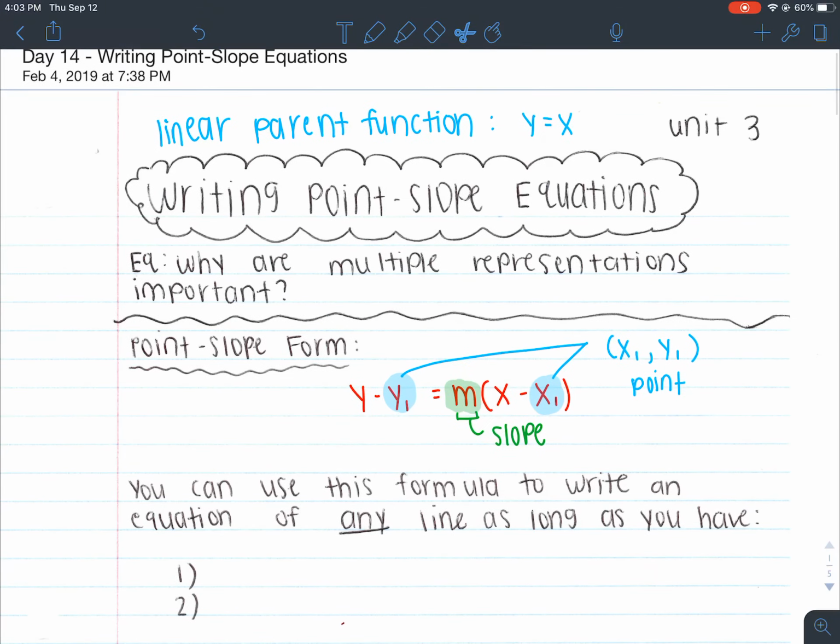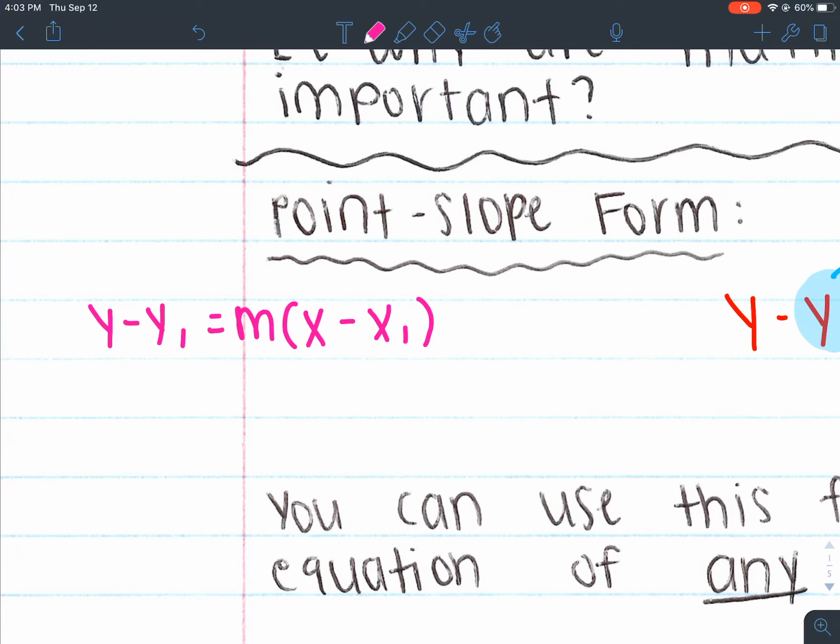I'm going to draw the 3 forms that we learned in Algebra 1 about linear functions. We have y minus y1 equals m times x minus x1. We have y equals mx plus b, and this one should be familiar because we learned that in middle school. And we have ax plus by equals c, and this is standard form. So we have 3 forms: point-slope, slope-intercept, and standard form.